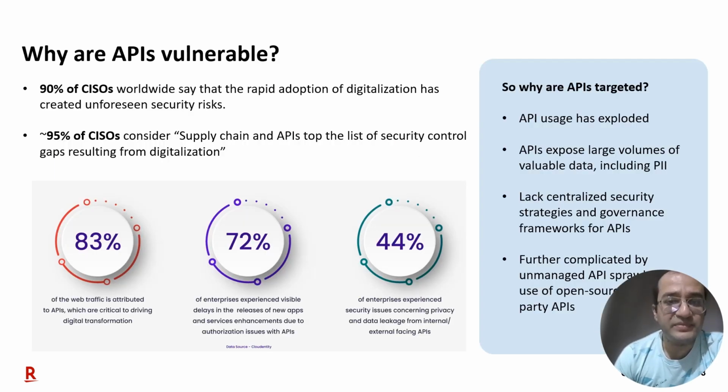So why are APIs vulnerable? A recent survey actually showed that 90% of CISOs worldwide feel that the rapid adoption of digitalization has created unforeseen security risks. And 95% of them also believe that amongst all the security risks, supply chain and APIs top the list of security control gaps resulting from this digitalization.